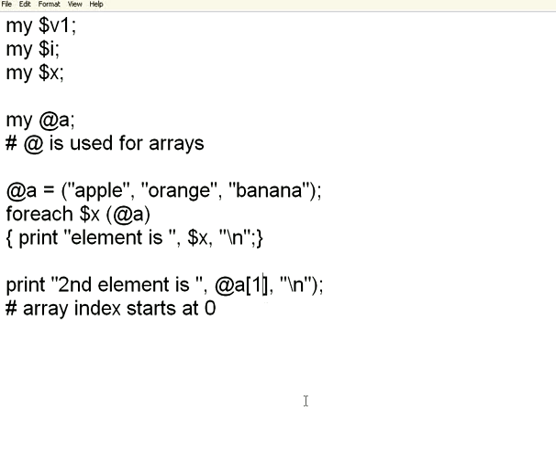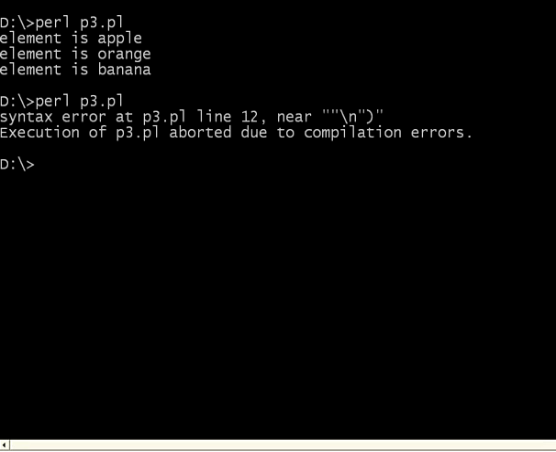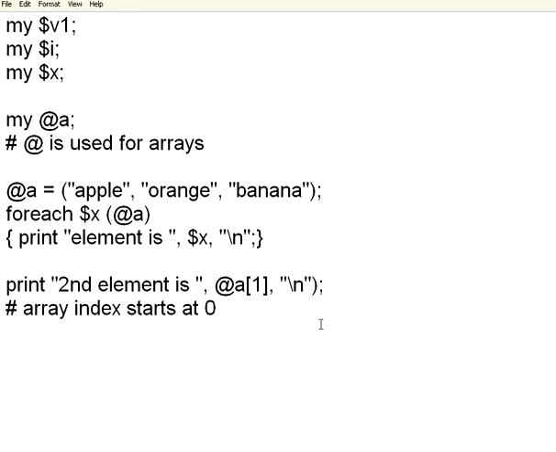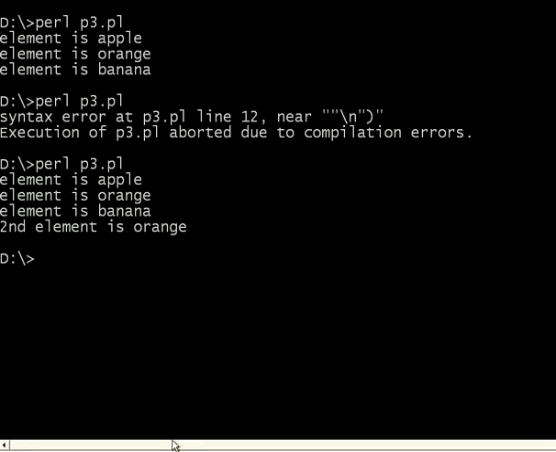Let us execute this. It says there is a syntax error near that. Let us go and find it out. It has a syntax error in this place because I have given an extra bracket over here. Remove the bracket, execute it again. Now it says second element is orange because the 0th element is the first one. The second element means this one, but the index is 1, 2 minus 1 is 1. So this is how you need to access arrays and array elements.